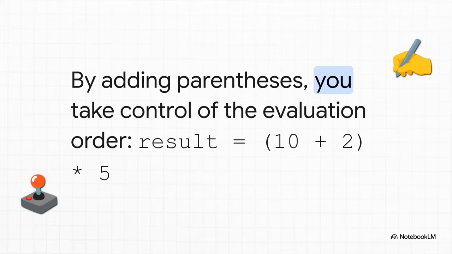But watch what happens when we introduce parentheses. Parentheses have the highest precedence of anything. They're like a VIP pass. They basically shout at Python and say, hey, forget the rules for a second and do this part first. And look at that. The result is now 60, a completely different answer. By adding those parentheses, Python calculates 10 plus 2 first to get 12, and then it does the multiplication. That is how you take full command of the order of operations.